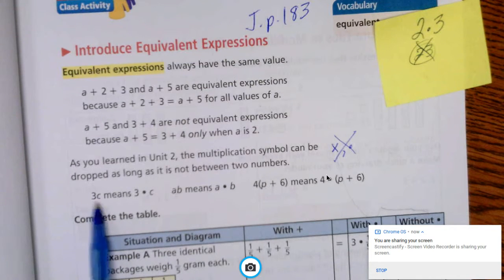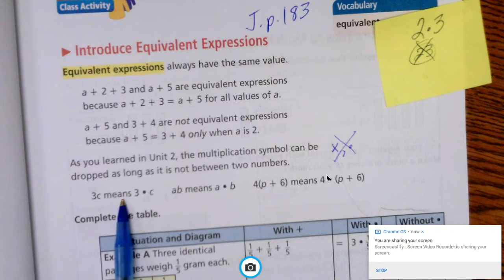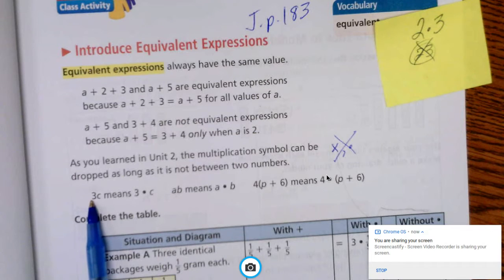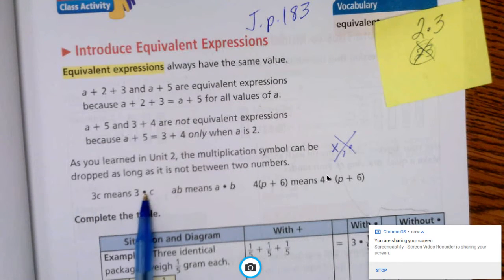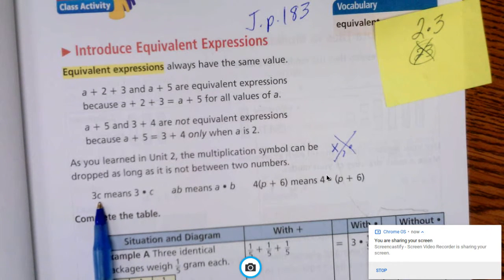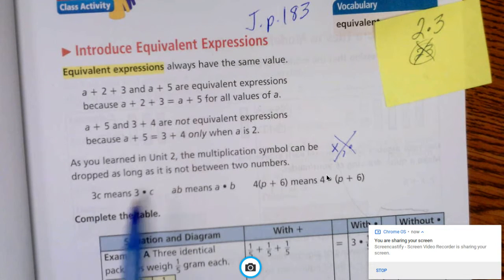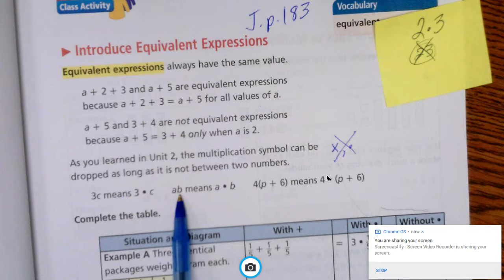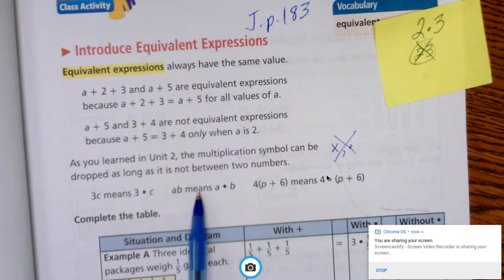So here we have 3c, which means 3 times c. So if there's a number with a letter, we want to try to get rid of these symbols whenever we can to make it as quick as possible. When we get into longer problems, we don't want to have all these extra symbols. So 3 next to a c or a variable letter is the same thing as multiply. A next to b, which could be 2 variables, also means multiply a times b.